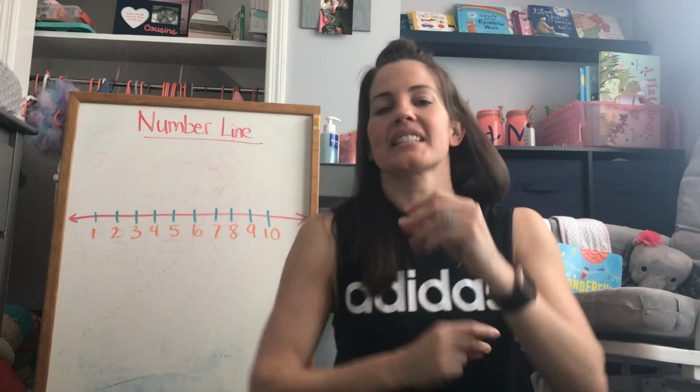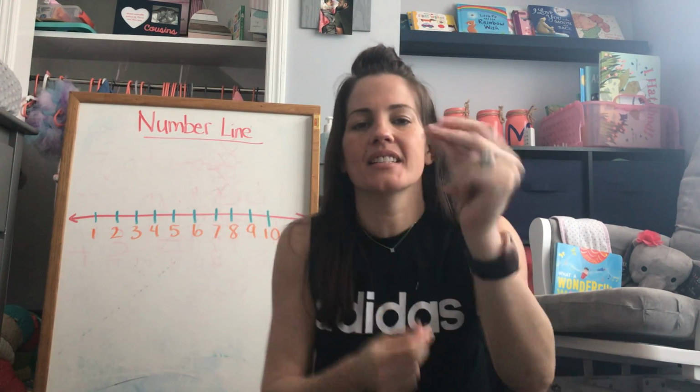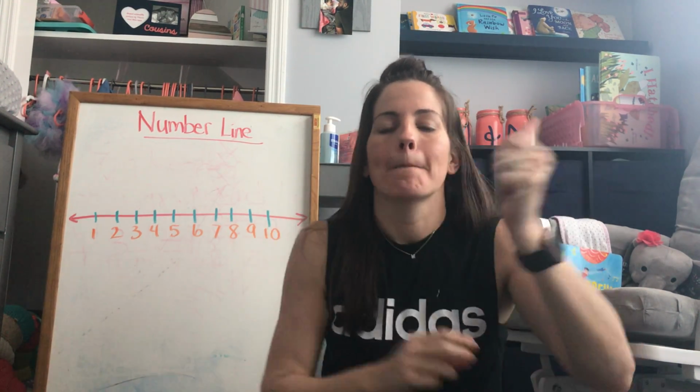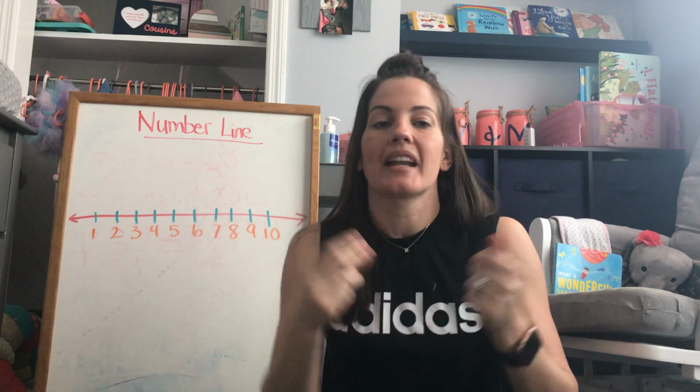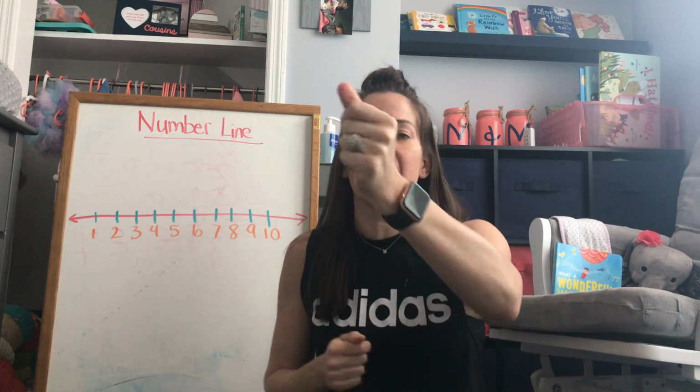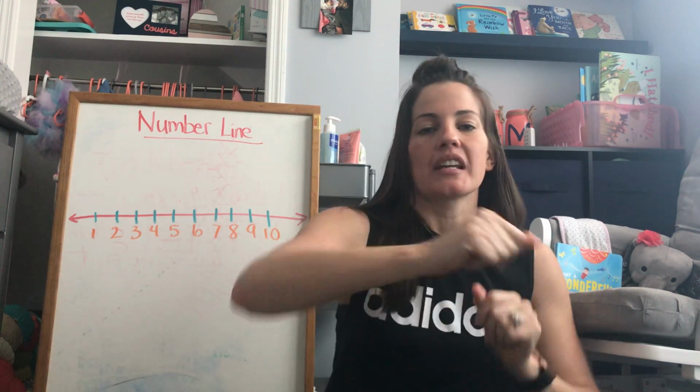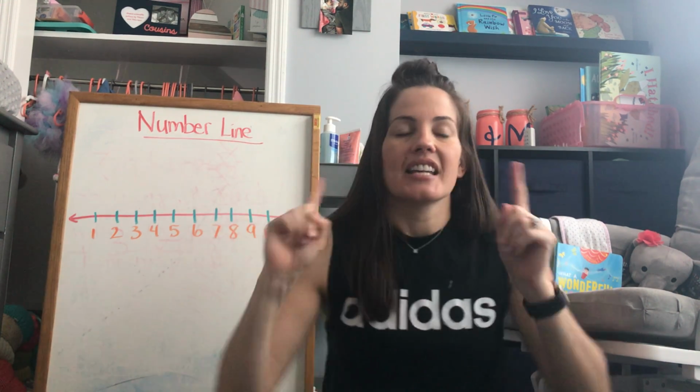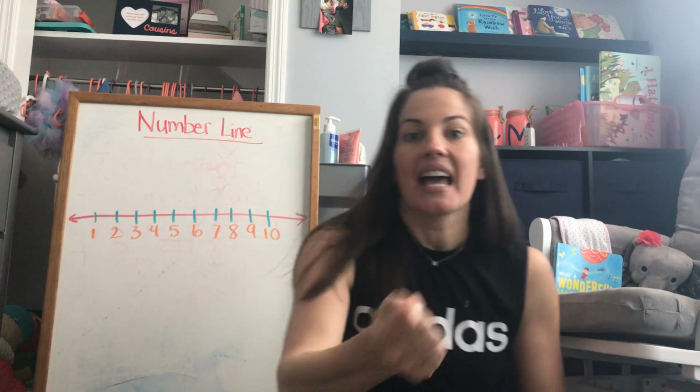So, let's get started. Count by tens. Get ready. Here we go. I want to hear you sing. Count 10, 20, 30, 40, 50, 60, 70, 80, 90, 100. That's how you count by tens. Do it again. 10, 20, 30, 40, 50, 60, 70, 80, 90, 100. That's how you count by tens. Good job. I hope you were singing at home.